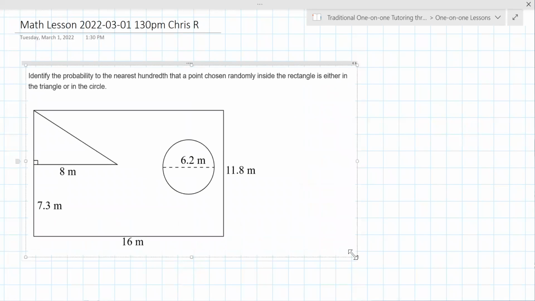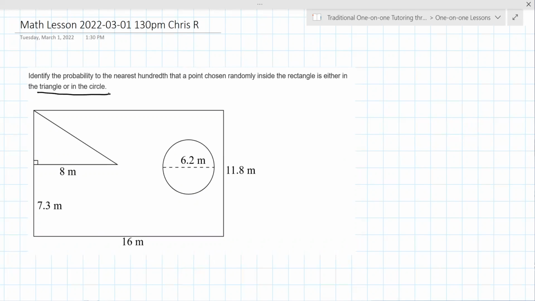Identify the probability, to the nearest hundredth, that a point randomly chosen inside the rectangle is either in the triangle or the circle. So what we need to do is find the probability to find the answer to this question. We have to find the total area, which is really the rectangle. And then we need the area of the circle plus the area of the triangle.